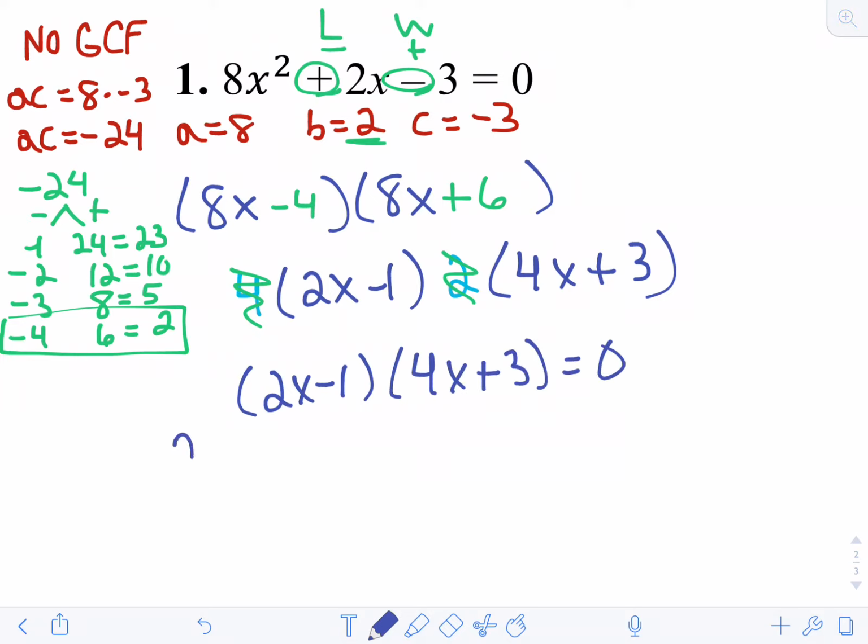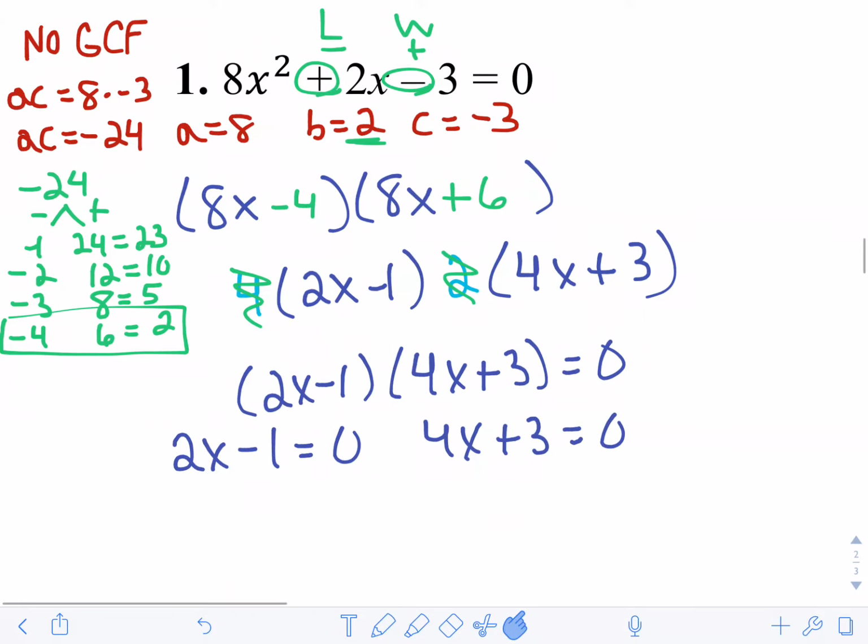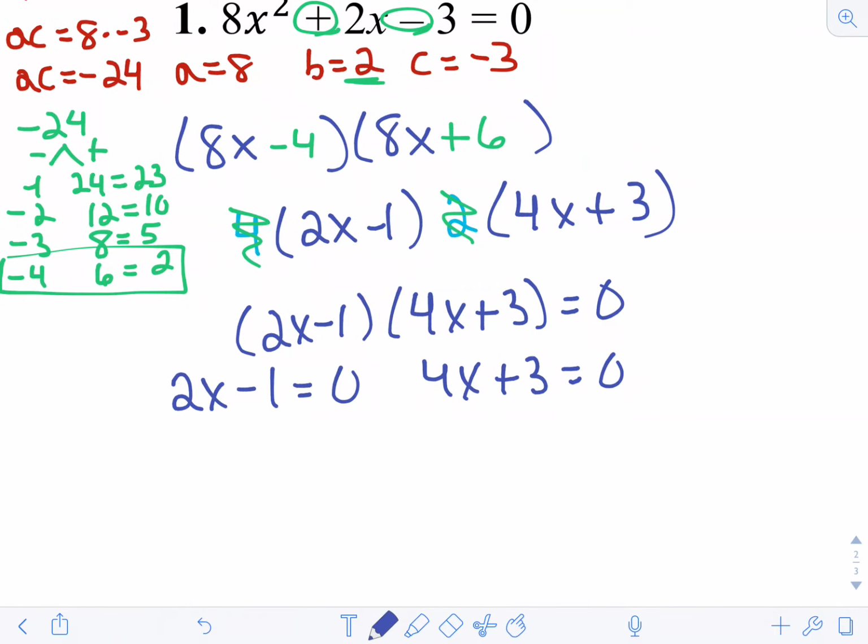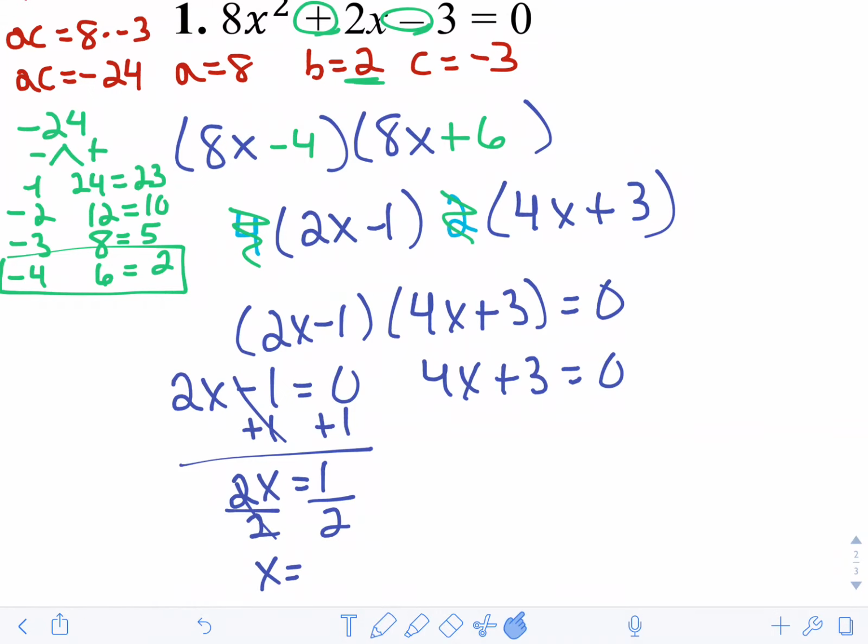So all you have to do is set each one equal to 0. 2x minus 1 equals 0. 4x plus 3 equals 0. And we're going to solve for x. So to solve for x, you add 1 on both sides. So you have 2x is equal to 1. Divide both sides by 2. X is equal to 1/2.